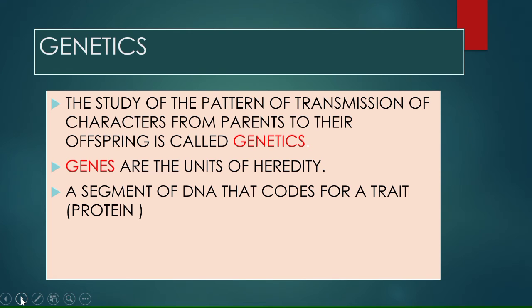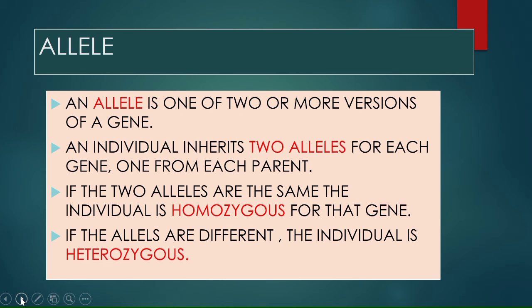Genetics, the study of the pattern of transmission of characters from parents to their offspring, is called genetics. Genes are the unit of heredity and they are also a segment of DNA that codes for a trait. Allele. An allele is one of two or more versions of a gene. An individual inherits two alleles for each gene, one from each parent. If the two alleles are the same, the individual is homozygous for that gene. If the alleles are different, the individual is heterozygous.